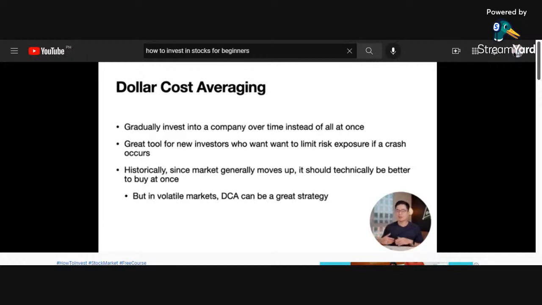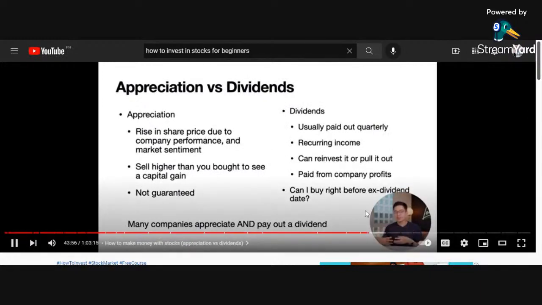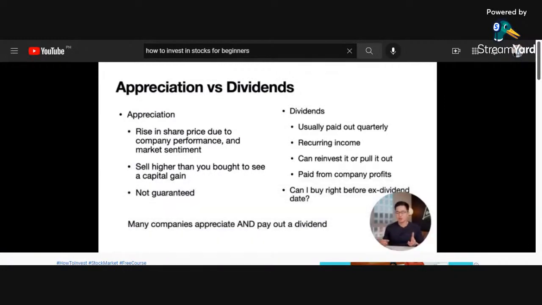Right now, there is a lot of volatility, so that's why I always recommend dollar cost averaging as a good technique. Now let's talk about appreciation versus dividends. These are two ways for you to make money through investing, but it really is like comparing apples to oranges. So the first way you make money through stocks is through appreciation.